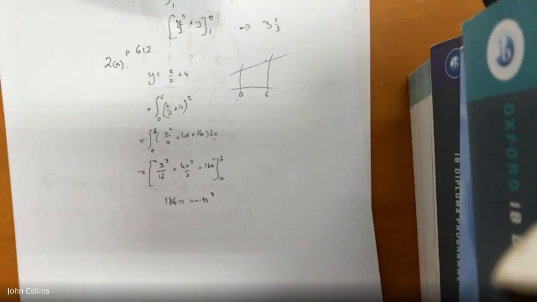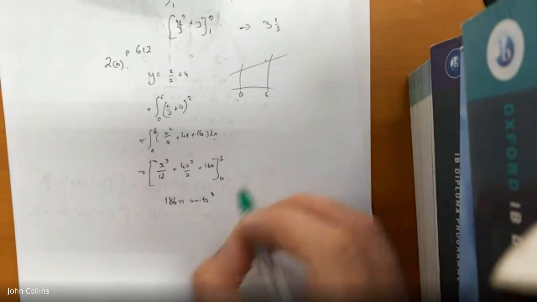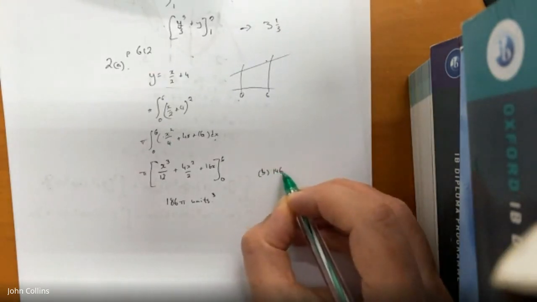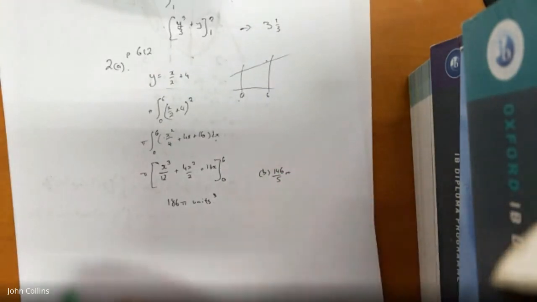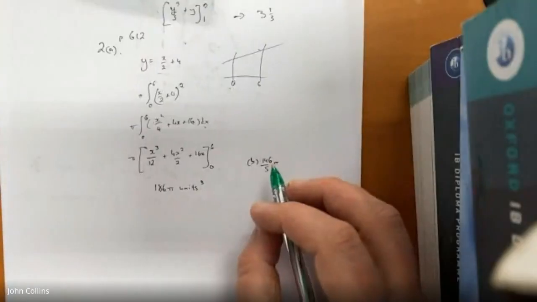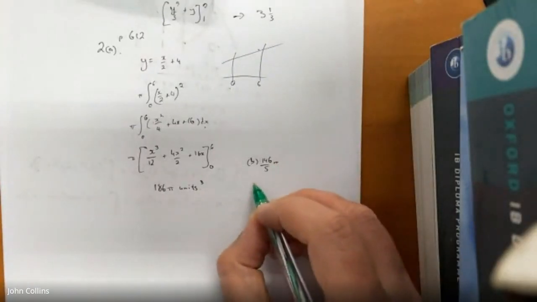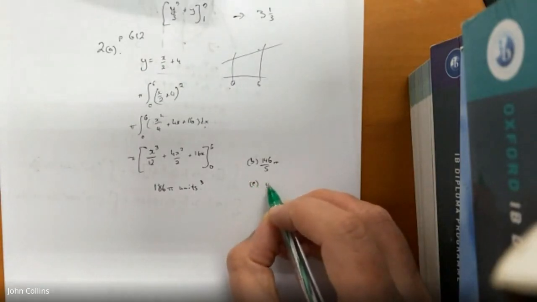Yep. Okay. All right, so I won't go into too much detail on those. I know the answer for B is 146 over 5 pi, or the decimal equivalent of that for B. And for C, it's pi over 2.